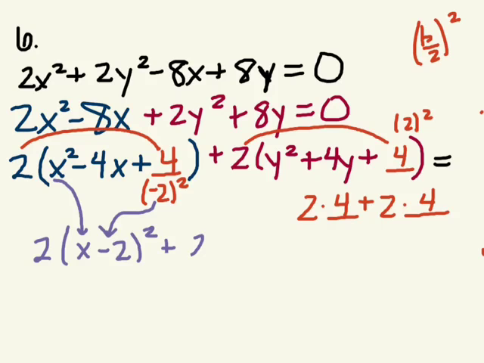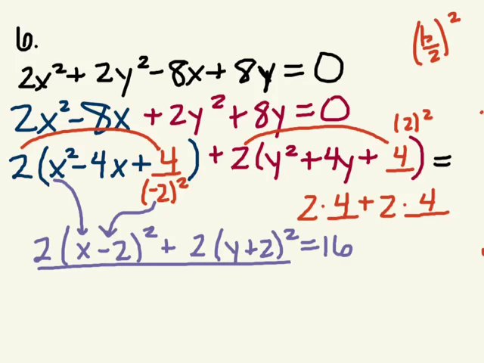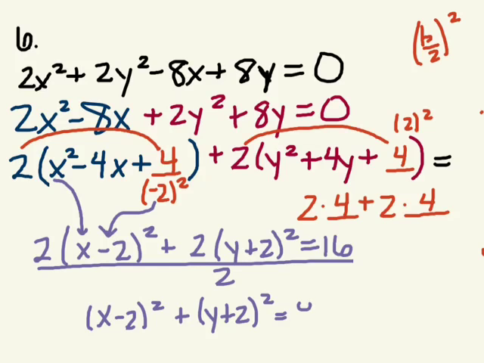On the other side, with our y's, we have y plus 2 squared. And then on the other side of our equation, we have 8 plus 8, which is 16. In order to graph this, we need to get rid of these 2's, so we're going to divide everything by 2. And that gives us x minus 2 squared plus y plus 2 squared equals 8.